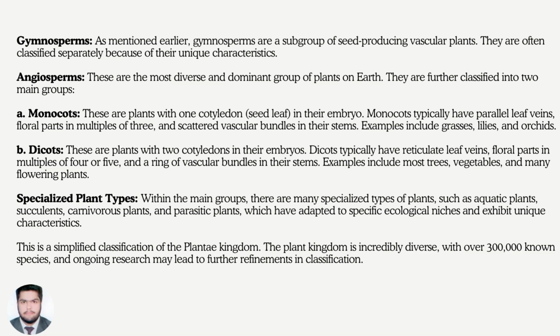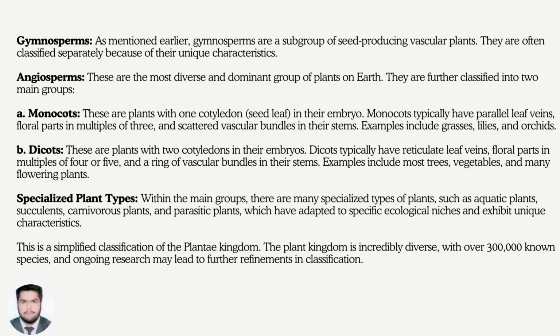Monocots. These are plants with one cotyledon, or seed leaf, in their embryo. Monocots typically have parallel leaf veins, floral parts in multiples of three, and scattered vascular bundles in their stems. Examples include grasses, lilies, and orchids.